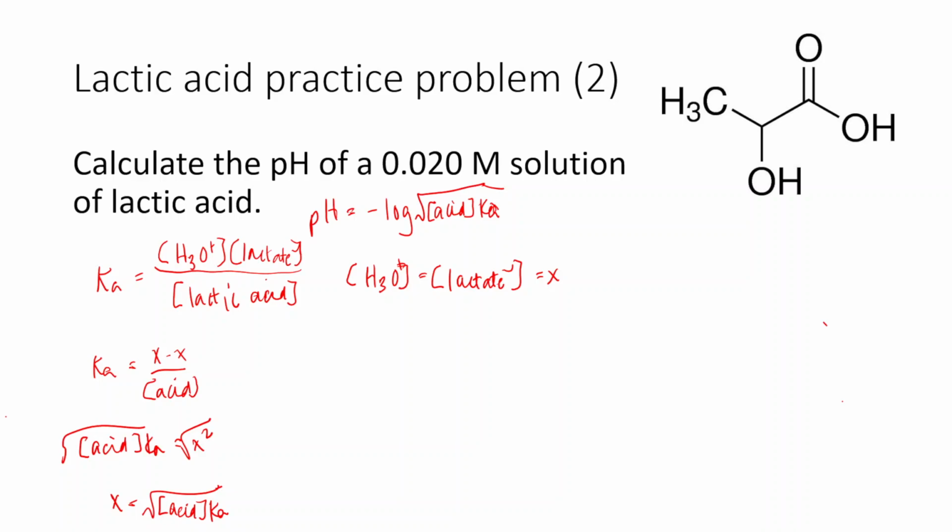which you can now fill in from what we know. The concentration of acid was given to us in the problem. It's 0.020 molar. So we have the square root of 0.020 molar times the Ka, which was also given to us in the problem, and it's 1.4 times 10 to the minus 4. And when you plug that in, you should get 2.78.